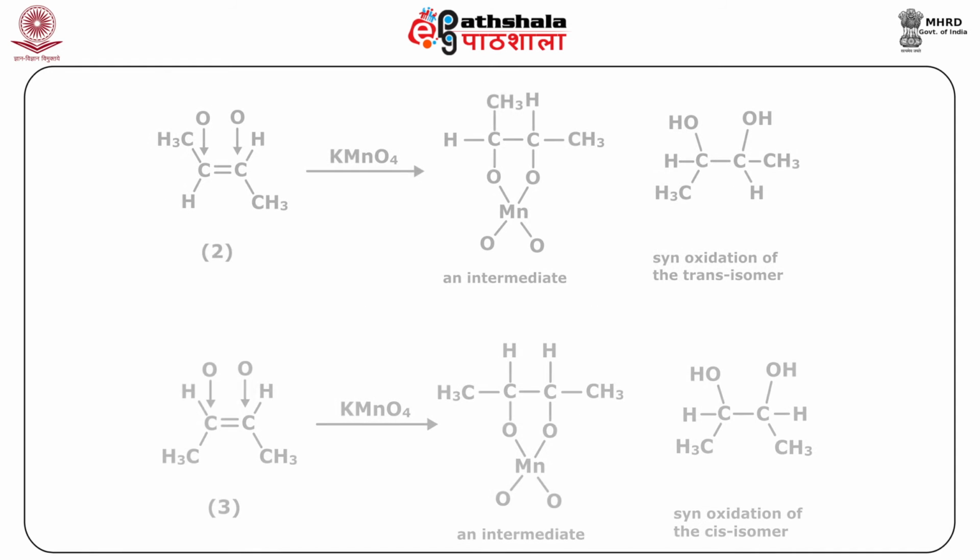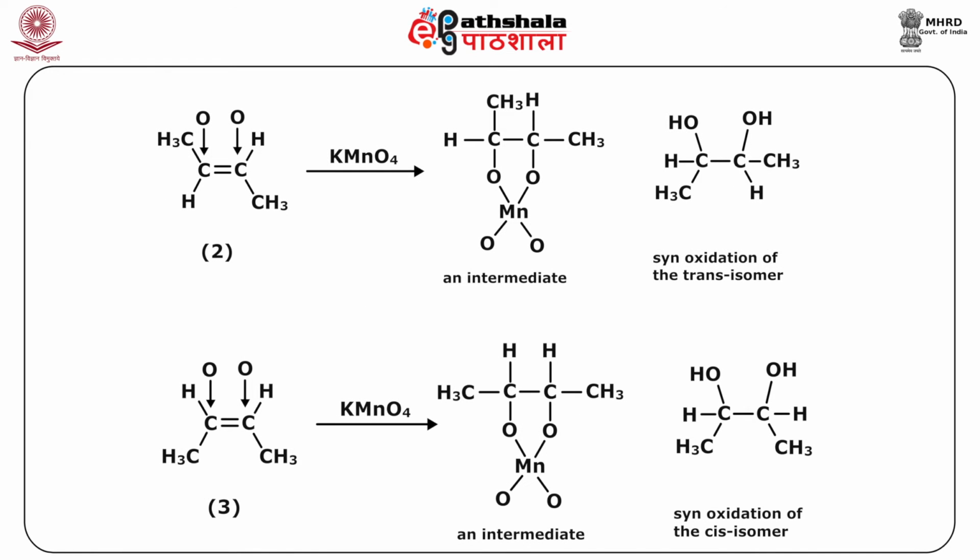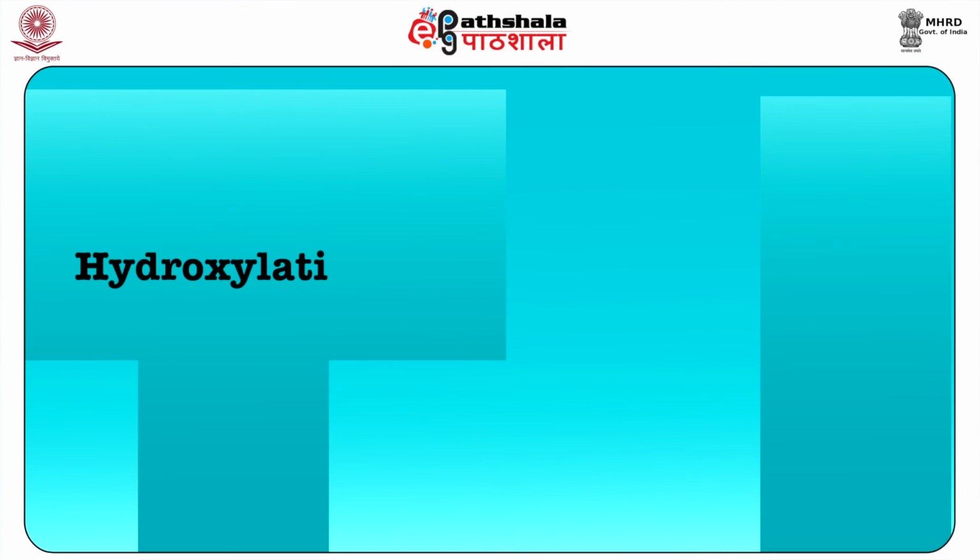2,3-dihydroxybutane. The given figures very well explain the syn addition of the manganate ions onto the carbon-carbon double bond, leading to the formation of the glycols with the desired stereochemistry in the cis and trans alkene systems.